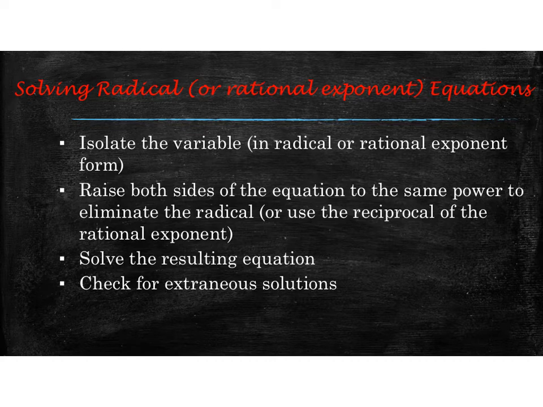So in other words, if you have a square root, then you'd want to raise both sides to a power of 2 so that you can eliminate that radical. Again, we're using the inverse property, and so square is the inverse of square root. Then you would solve the resulting equation. And you always want to check for extraneous solutions. There are times that when you plug it back into the original equation, it does not work.